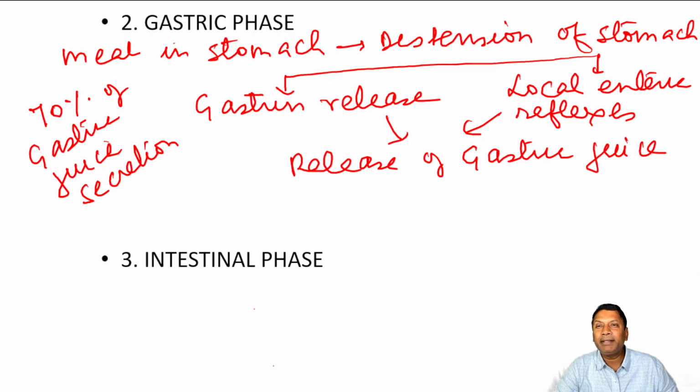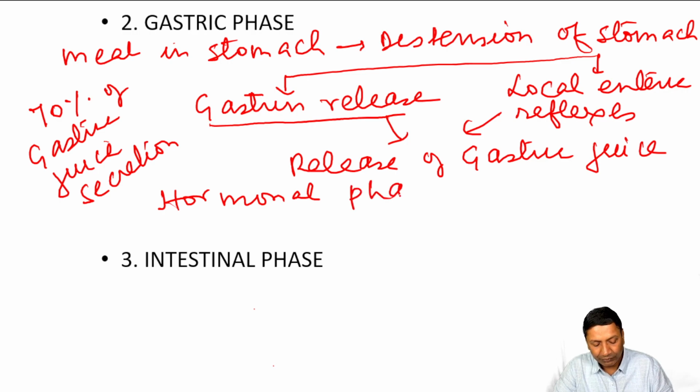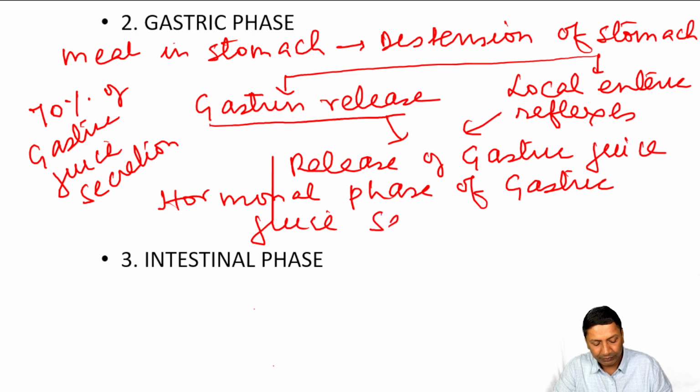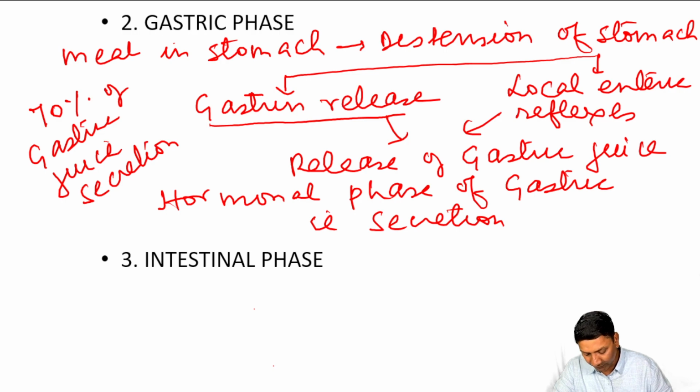And since there is involvement of the hormone gastrin, this phase is also called the hormonal phase of gastric juice secretion, right? We also call that the hormonal phase of gastric juice secretion.